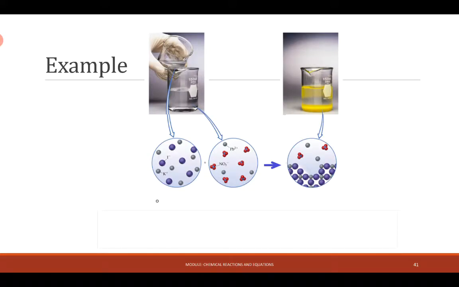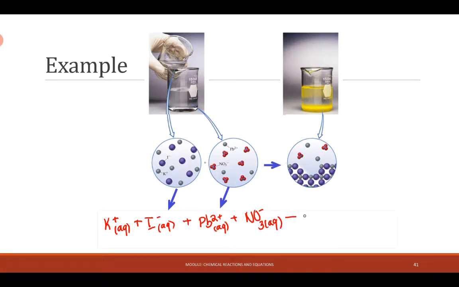So in this example, I'll be writing a complete ionic equation for this reaction. In the first beaker, I had both potassium ions that are aqueous, and iodide ions that are aqueous. And then in my second substance, I have lead ions, and I have nitrate ions. Following my double displacement reaction pattern, my lead from this beaker will want to bond with my iodine, and my potassium will want to bond with my nitrate.